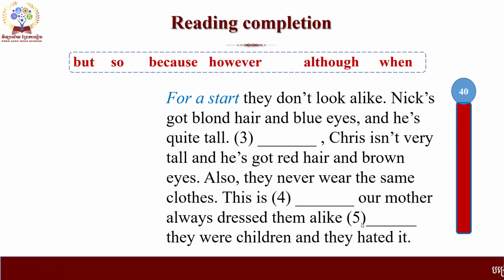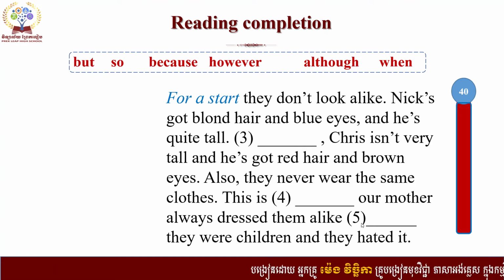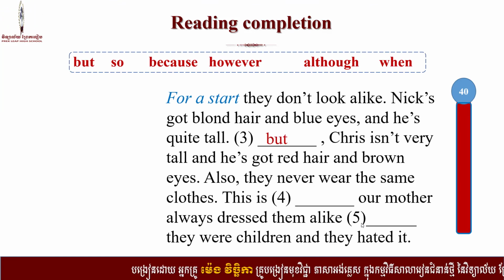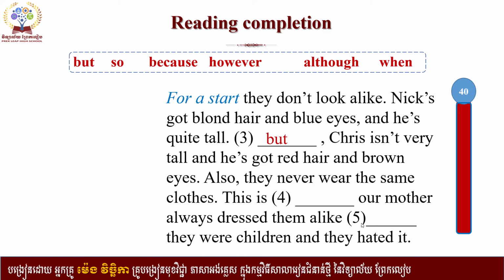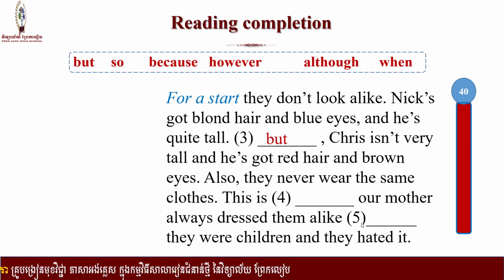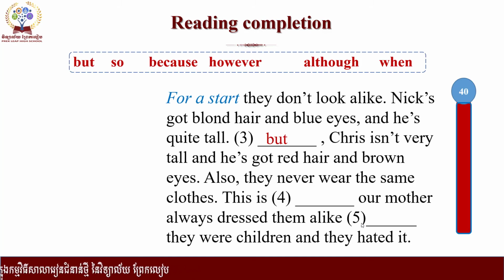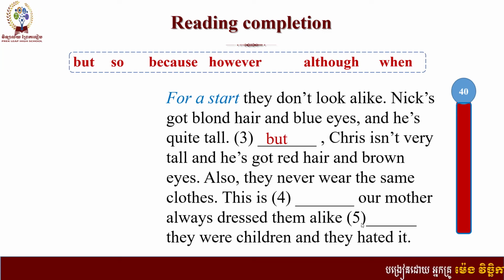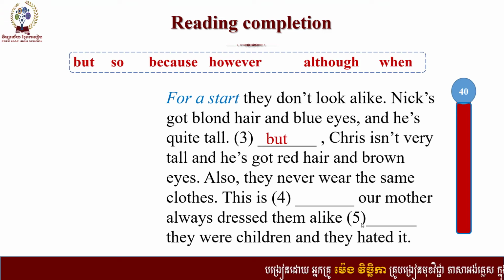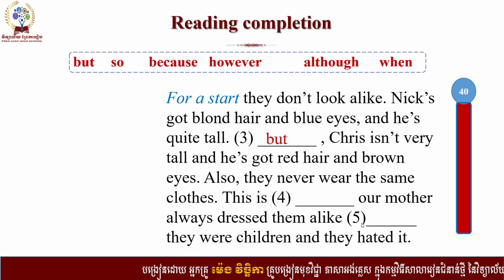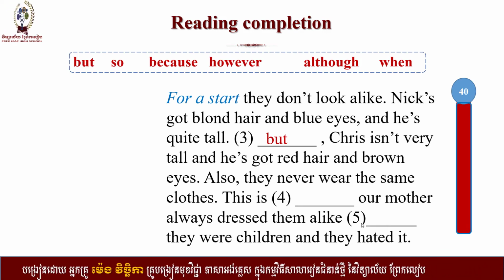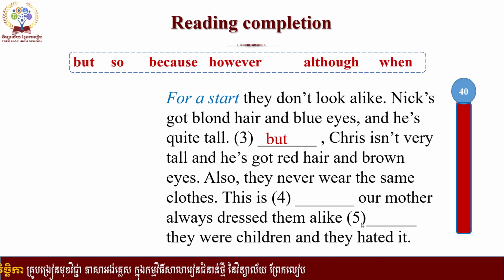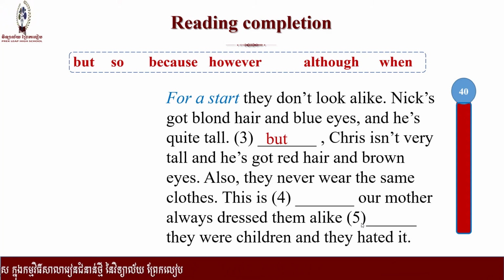Alright, everyone, time's up, so let's have the answer. Number three, what word do you use in this sentence, everyone? Alright, the word "but": Nick's quite tall, but Chris isn't very tall, and he's got red hair and brown eyes. The first one talks about Nick, who has blonde hair and blue eyes and is quite tall. And in number three, we compare between these two ideas, right? Number one talks about Nick, and the second idea talks about Chris. So to compare the differences between these two people, we use the word "but".